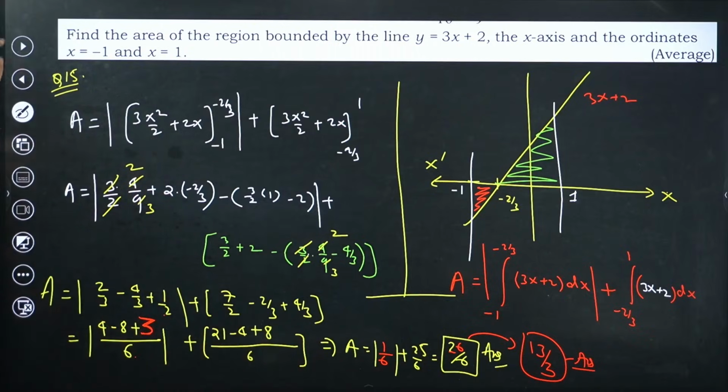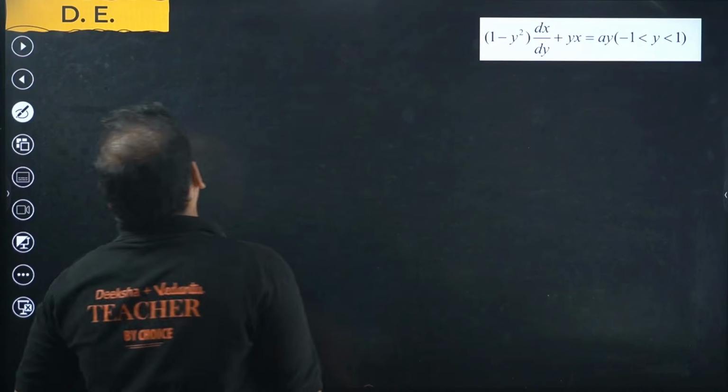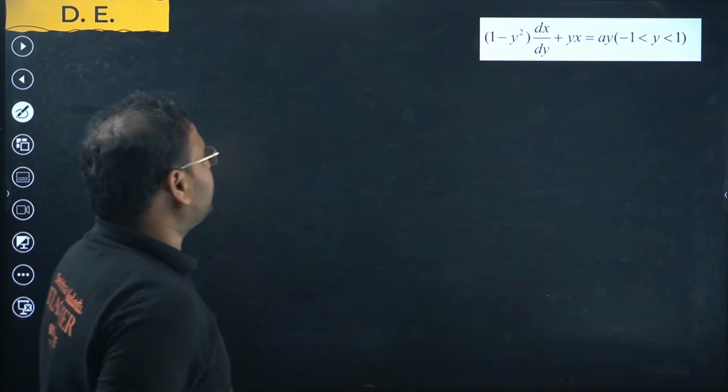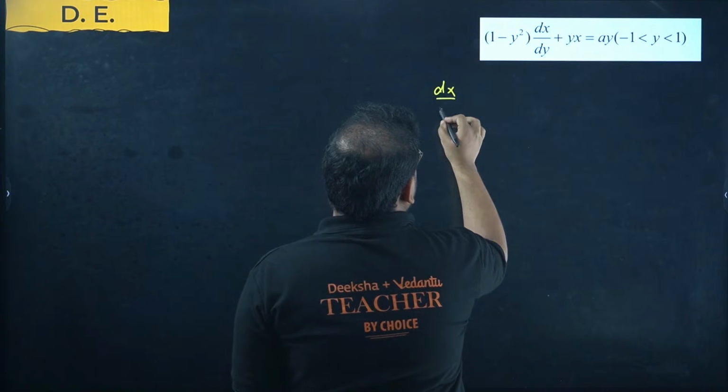Question number 16 we can solve now. Let's go. So this is a differential equation where dx by dy form is there. Alright, sir, we can solve it, no problem. Dx by dy is there.